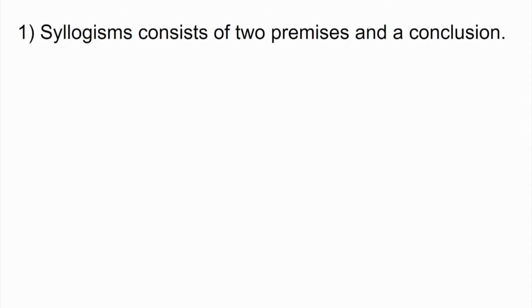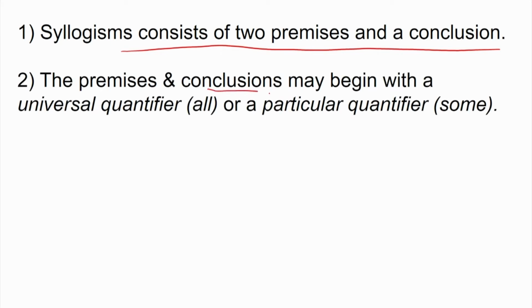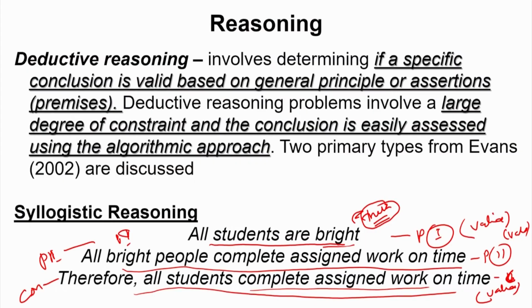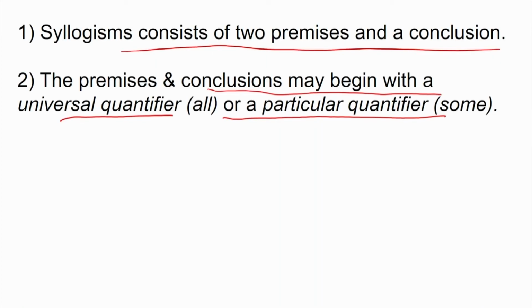So, let us break this up and understand what syllogistic reasoning is. Syllogisms generally consist of two premises and a conclusion. As I said, most syllogistic reasoning examples will have two premises to start with, premise 1 and 2, and these premises are then followed by a certain conclusion. The premises and conclusions may begin with a universal quantifier, all, or a particular quantifier, some. As you saw in these statements, it says all students, or it could also say some students are bright. So, basically most of these reasoning examples start with these quantifiers, which are either some or all.